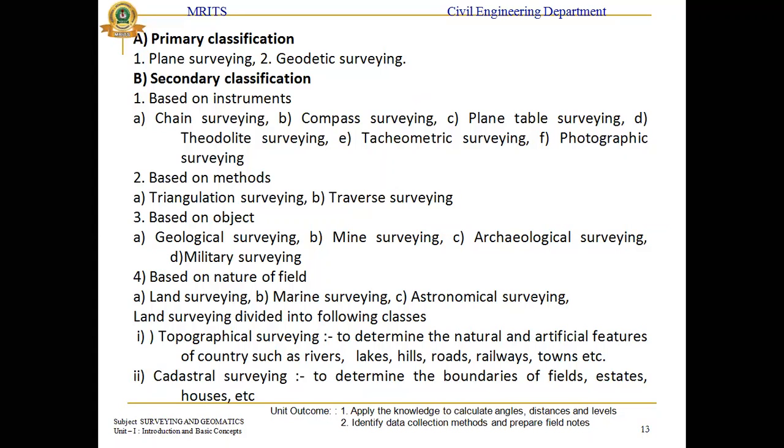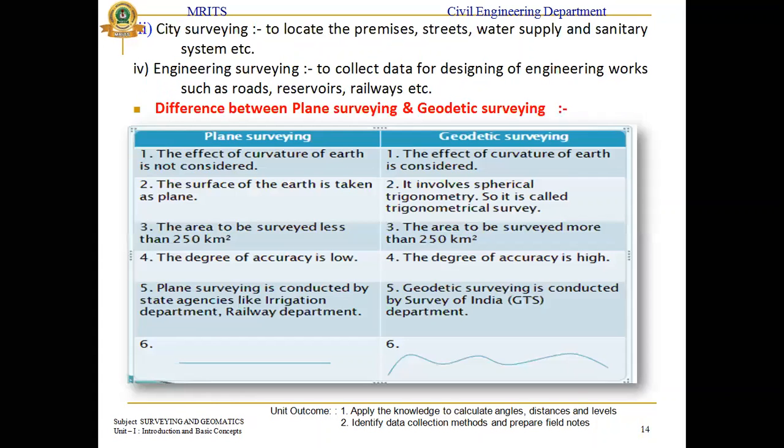Next, land survey is divided into the following classes. Topographical survey means topography. What is topographical survey? It determines natural and artificial features of a country such as rivers, lakes, hilly areas, roads, railways, towns, etc. Cadastral survey determines the boundaries of fields and houses, meaning state boundaries, central boundaries, and country boundaries. Different surveys and different map surveys will be used for different processes.